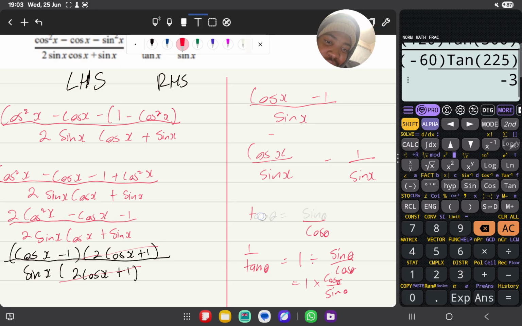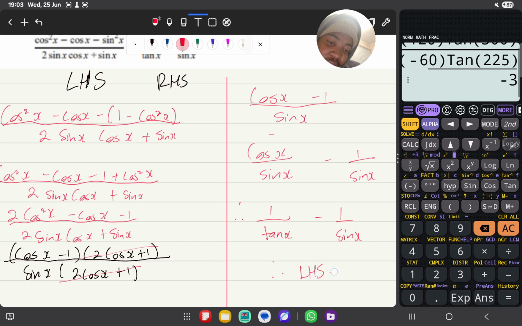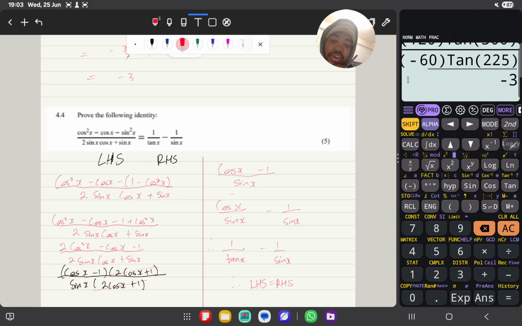So you'll see that then you can conclude to say therefore you have 1 over tan x minus 1 over sine x, and therefore left hand side equals right hand side. And you are done. You have your 5 marks.